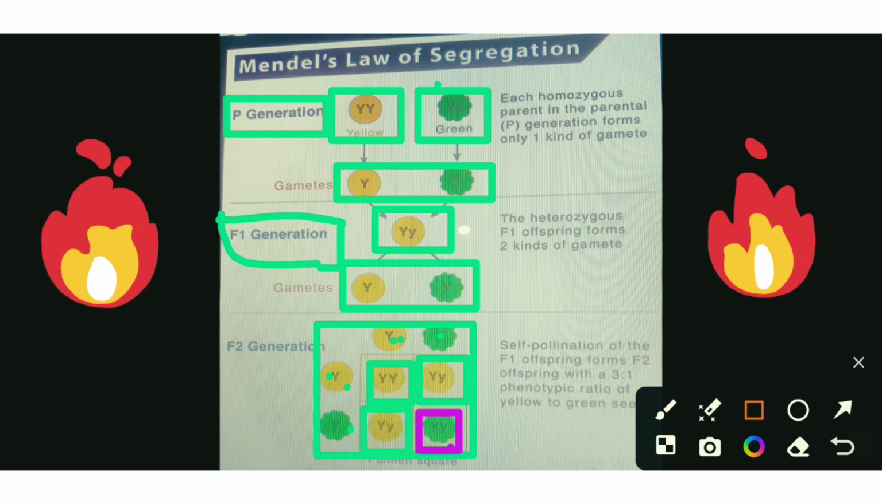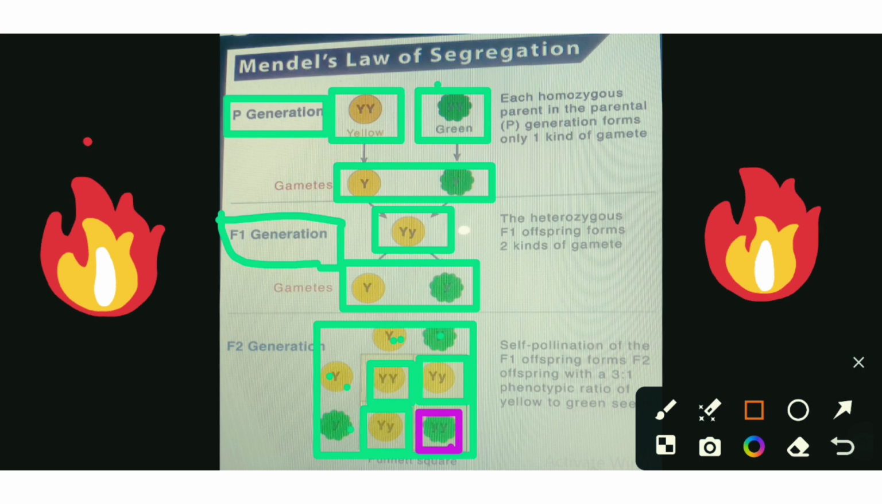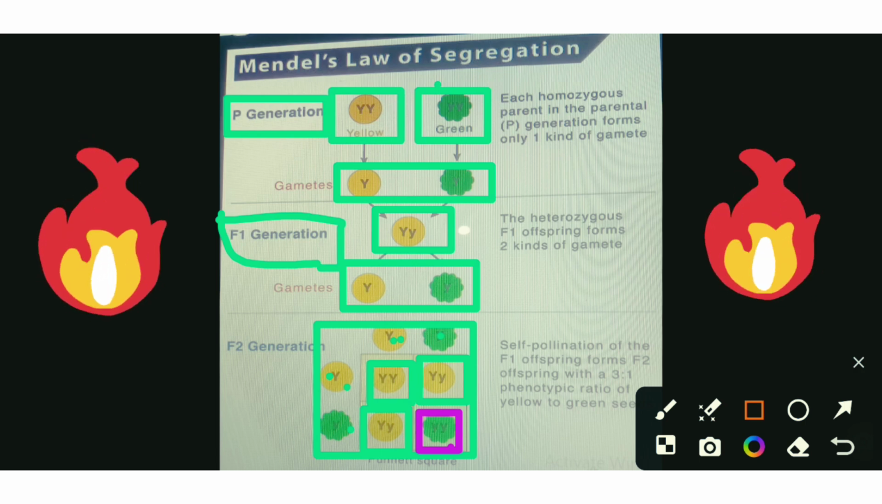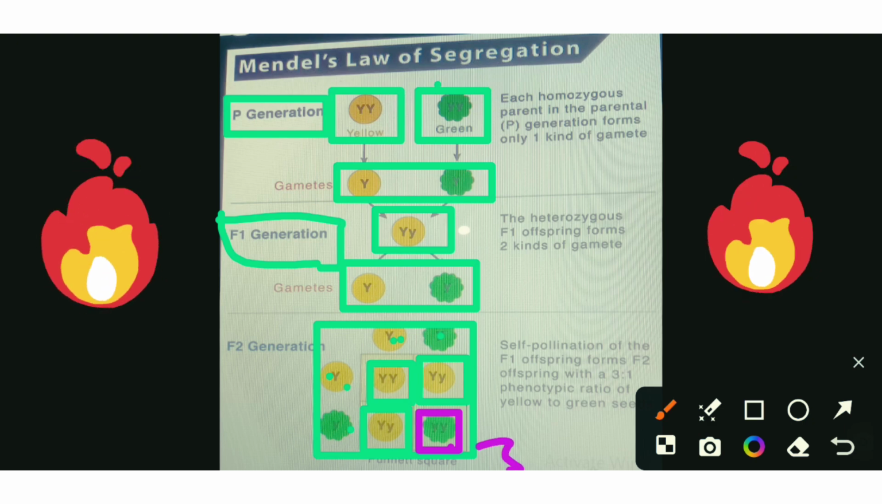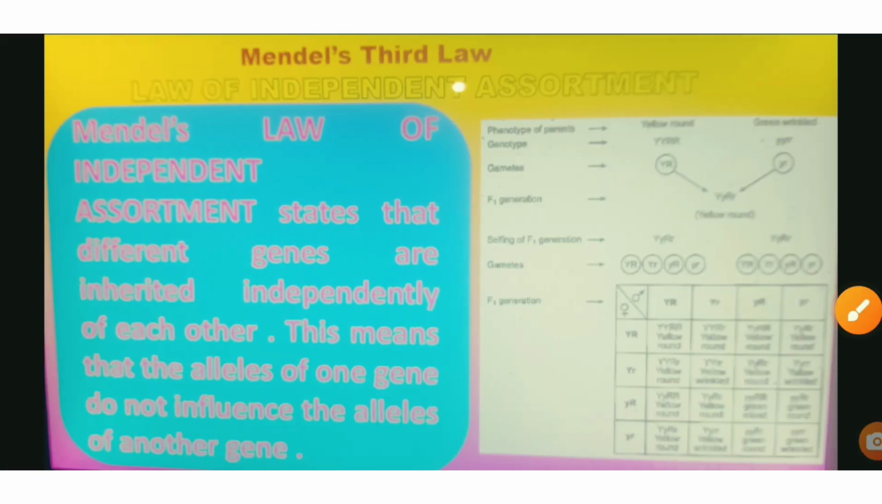Here will be small y, that means wrinkled in shape and yellow in color. So the phenotype ratio will be 3:1 here. You should learn it. Let's go further to Mendel's third law.